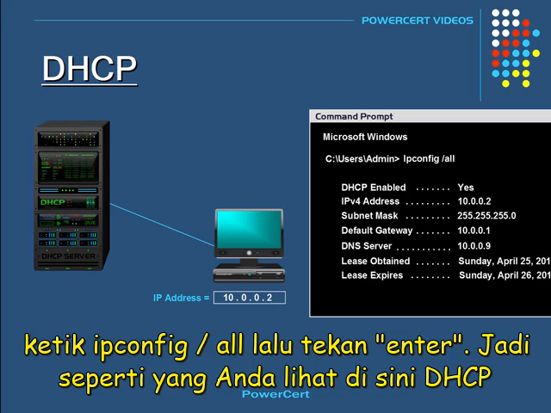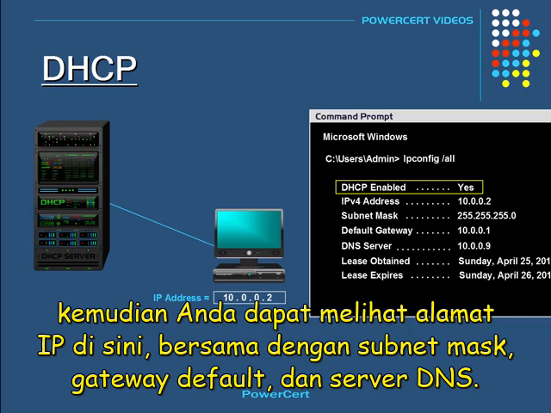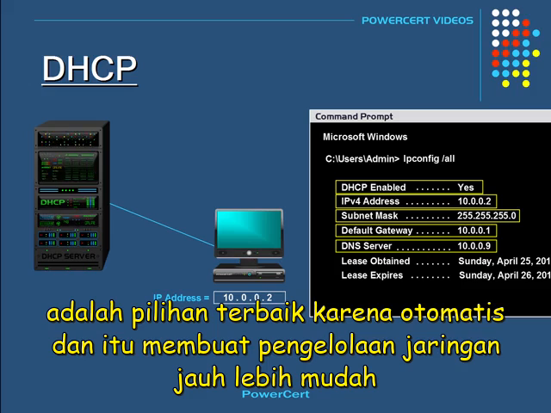So as you can see here, the DHCP is enabled on this computer, which means that it's getting its IP address from a DHCP server. And then you can see the IP address here, along with the subnet mask, default gateway, and DNS server. So all of these settings were given by the DHCP server. So as you can tell, dynamic IP addressing is the best choice, because it's automatic and it makes managing a network a lot easier.